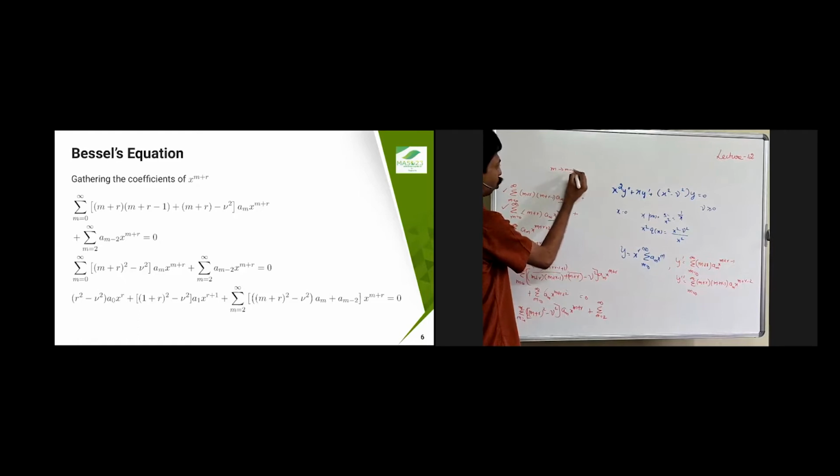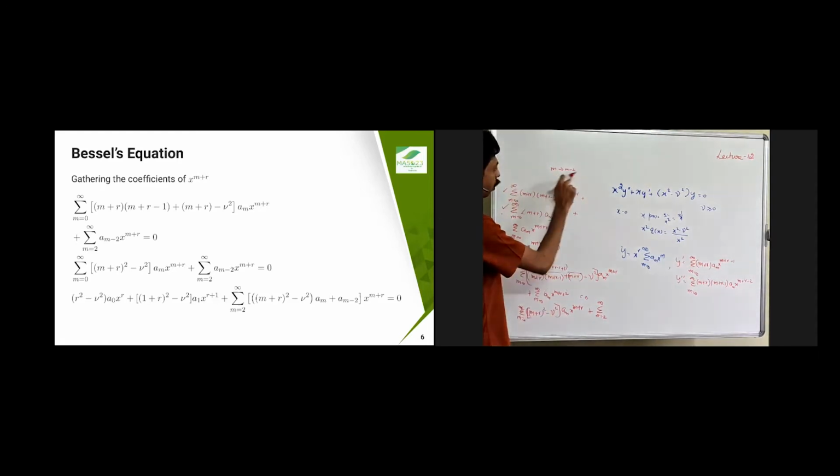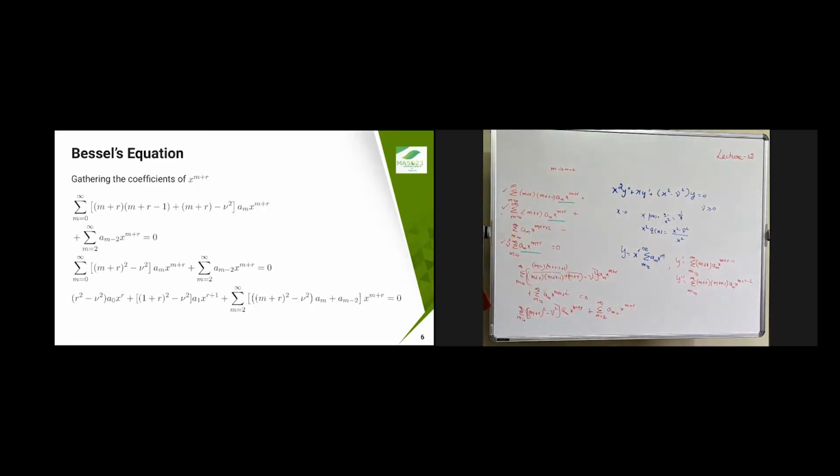Wherever I have m, that should go to m minus 2. Then automatically, whenever I put m equal to 2, this will become 0, and the corresponding term will come. So m equal to 2 means wherever I have m, you just push that to m minus 2. So this is going to become a_{m-2}, and this is going to become x power n plus 1. Okay. So this is the term I am going to get.